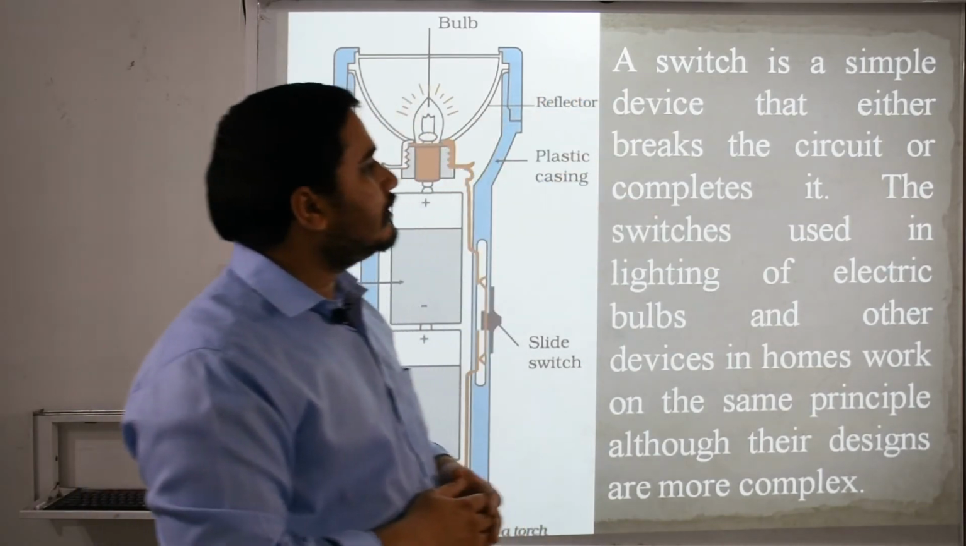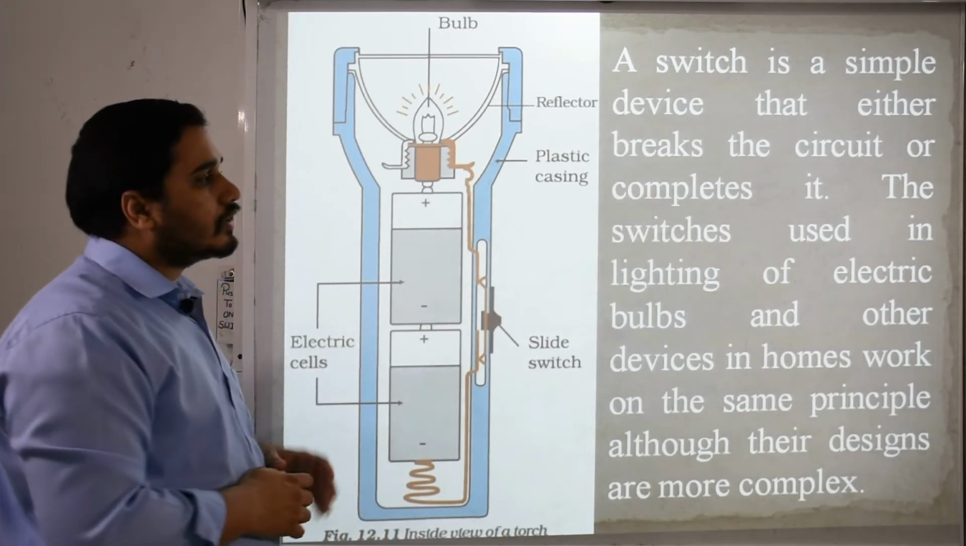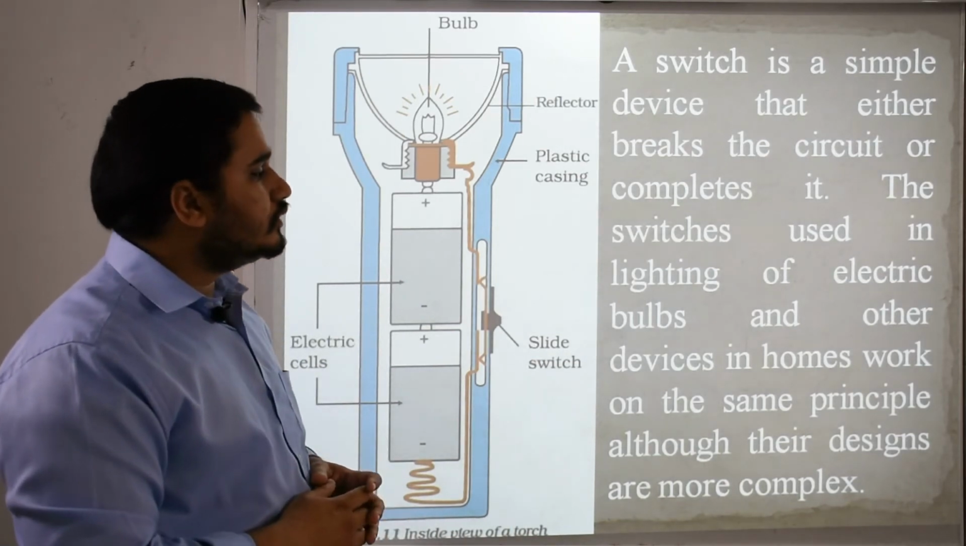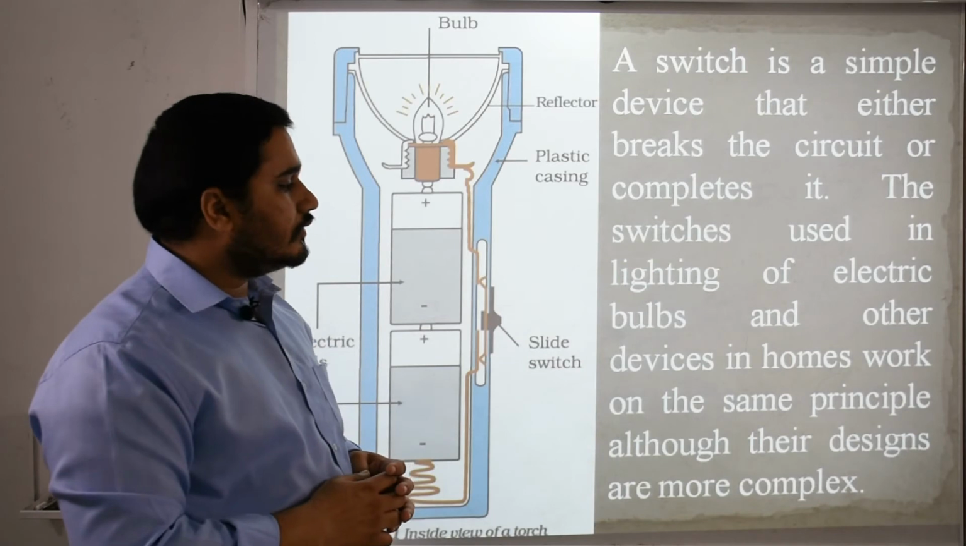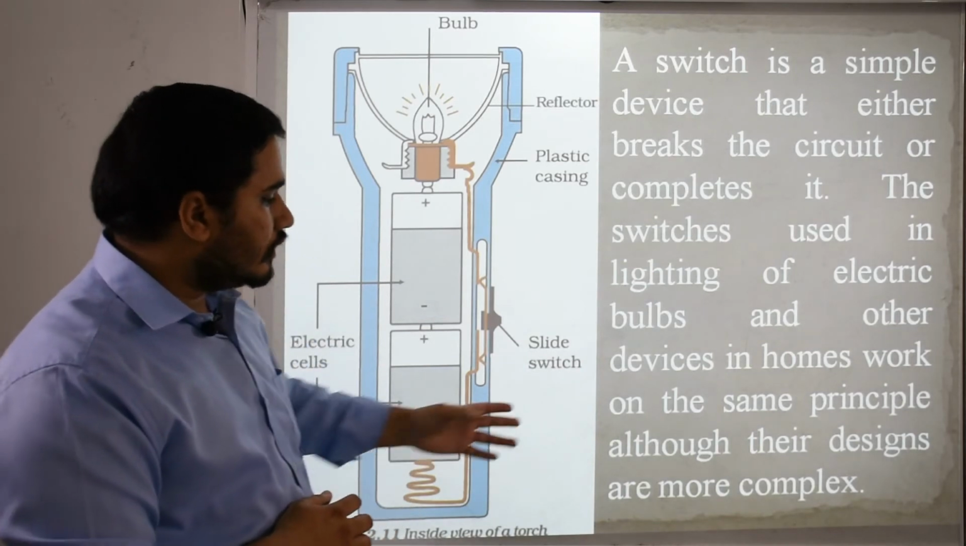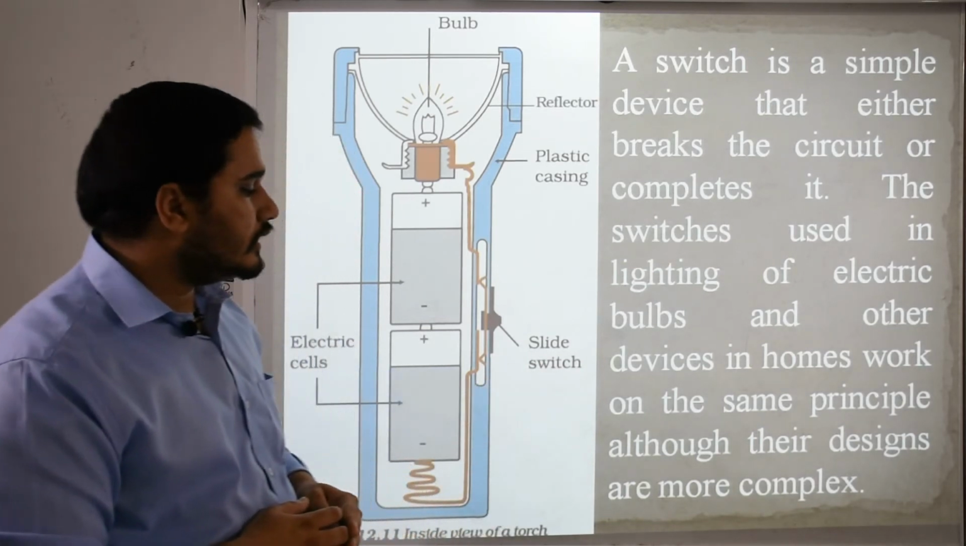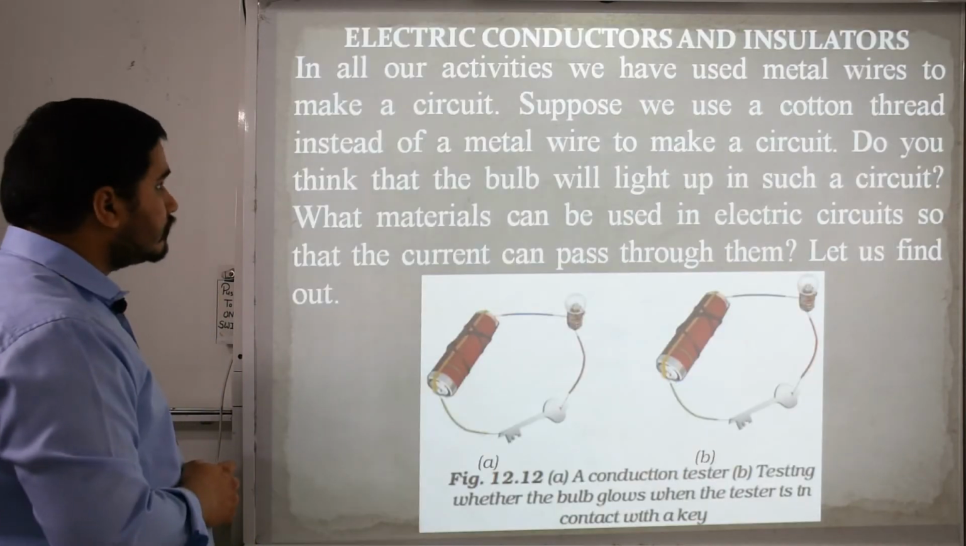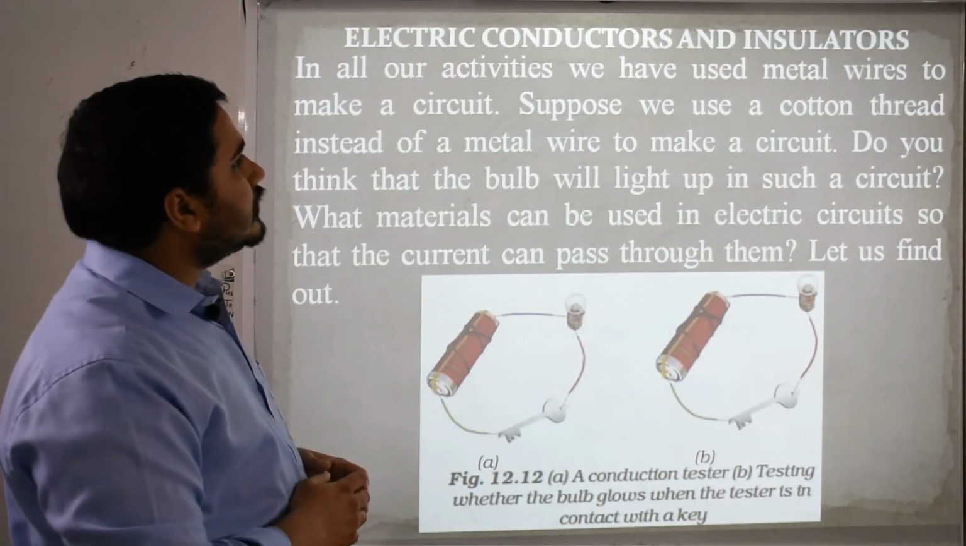A switch is a simple device that either breaks the circuit or completes it. The switches used in lighting electrical bulbs and other devices in homes work on the same principle, although their designs are more complex. Now, electrical conductors and insulators.